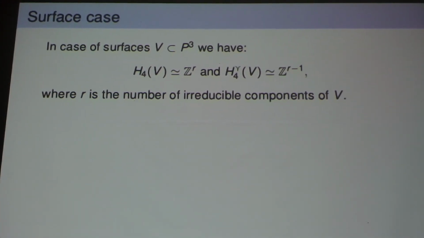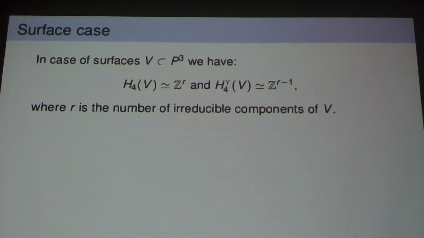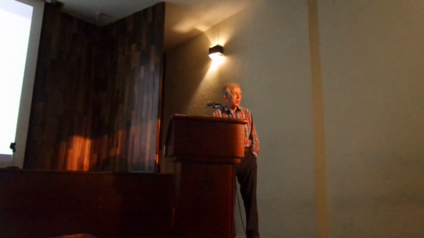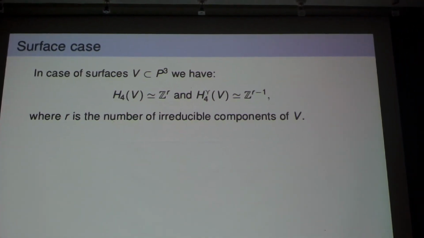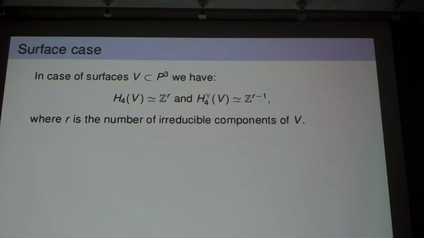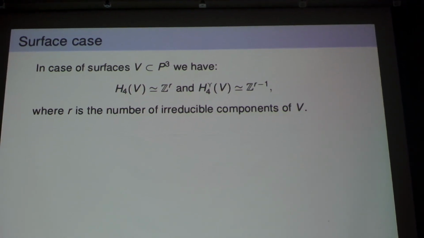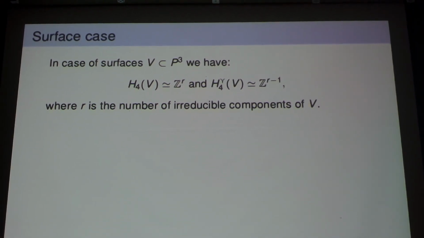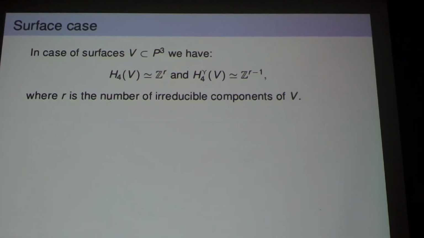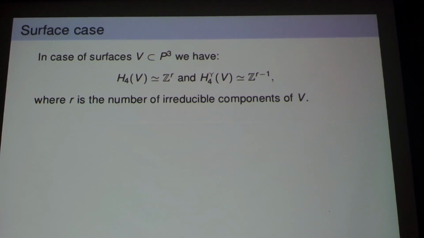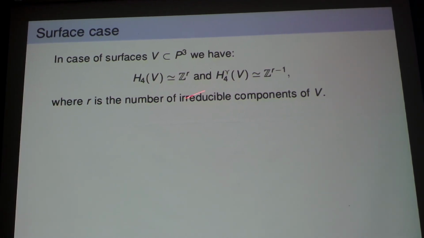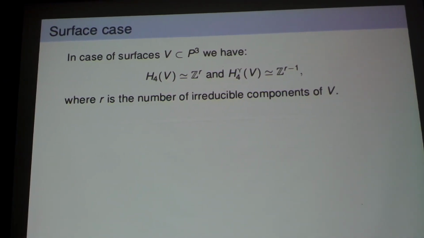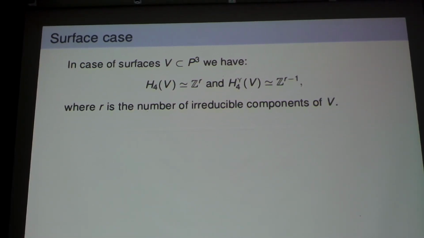Okay, so another special case is the case of surfaces in P3. In fact, most of the cases I treated here in the examples were surfaces. And then there's an easy way to compute the vanishing homology, since the absolute homology is equal to Z to the power of the number of connected components, since on each connected component you have a kind of orientation class. And if you take the exact sequence of absolute and vanishing homology, you see that this group is just one less than the other. So in this case, lots of things were not necessary.